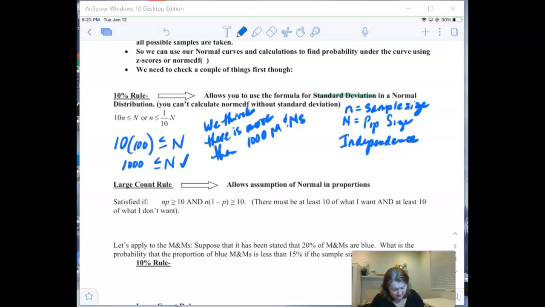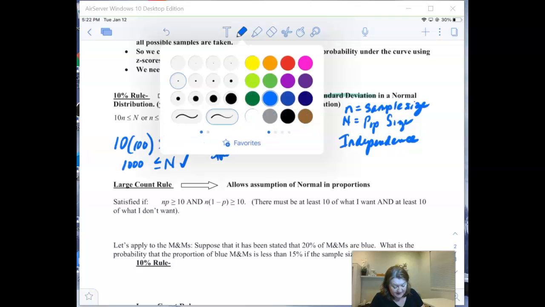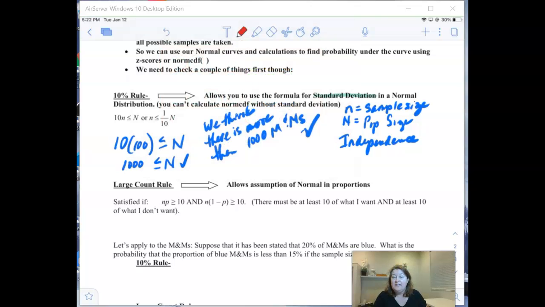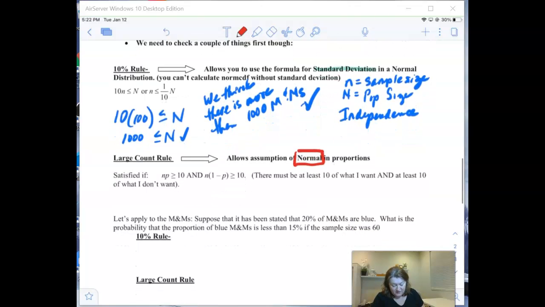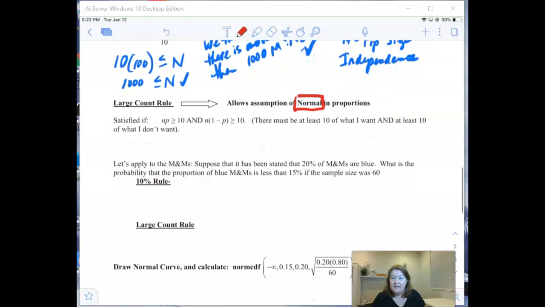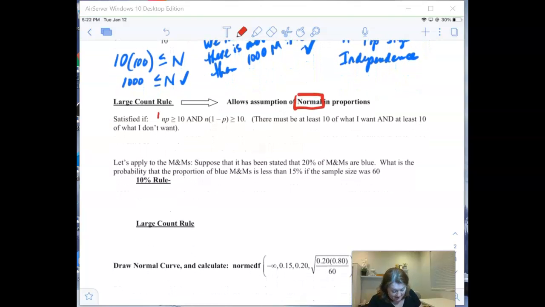Okay, so check mark, we're good. All right, the second rule we have to double check is called the large count rule. This one lets us go to normal. This one is the one that lets me do norm CDF. So this is the one I have to check in order to do norm CDF. Okay, so in this one, it's going to be this formula right here.